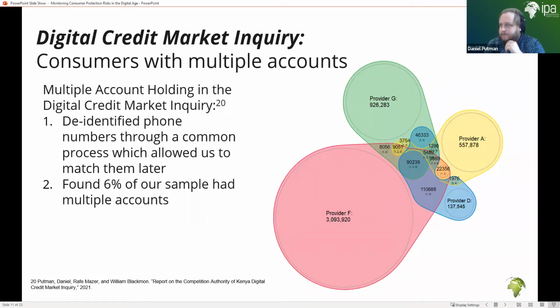You can really learn a lot. In this particular situation, we found that 6% of our sample had multiple accounts. That was with only a limited number of providers, though, and so we would imagine that the actual number would be quite a bit higher.